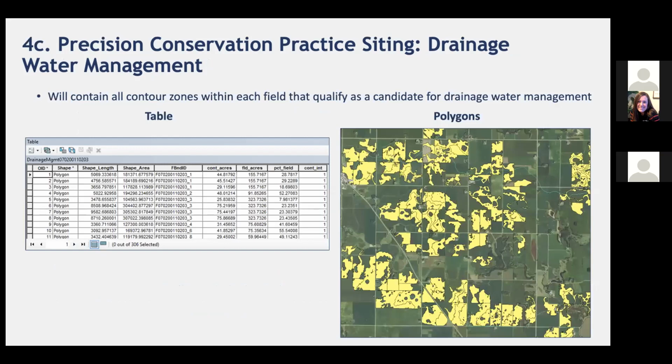So this is what the output looks like. You can see in this image on the right side of the slide, those polygons where we've identified that contour interval. So you can see those in each field. For example, this field here, there's just one contour interval that would be suitable for a drainage water management structure. When we look at the table, you can see that each one of the fields is delineated here. The acres, for example, that would be suitable for drainage water management, the total acres in the field, and then the percent of that field that would be a candidate for drainage water, a contour zone for drainage water management.